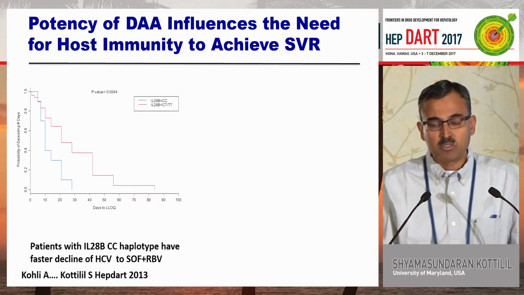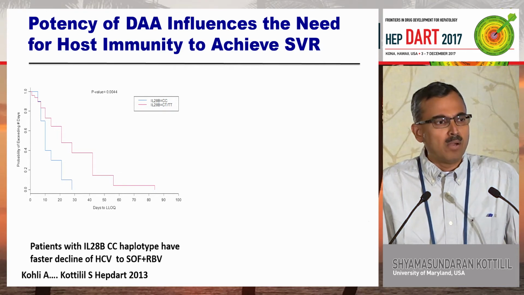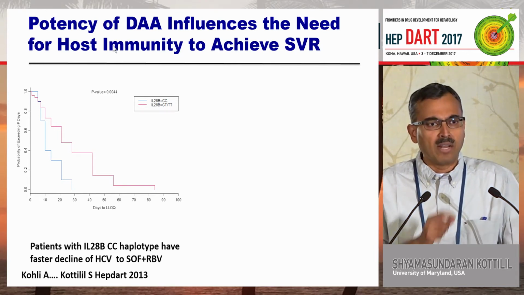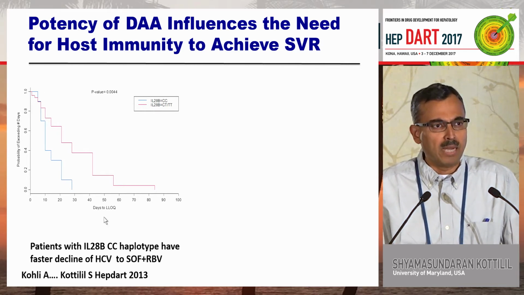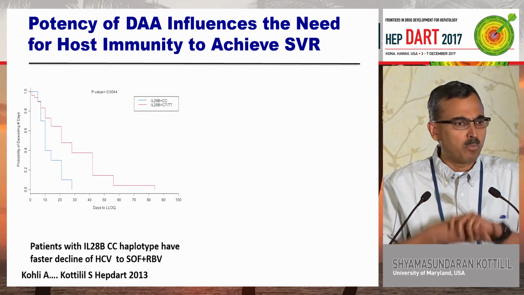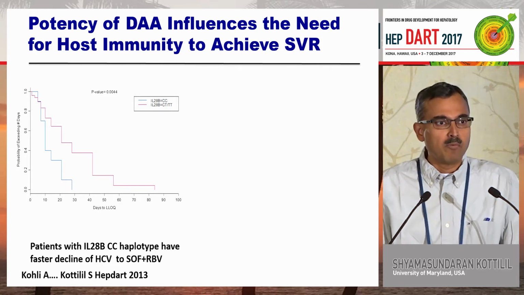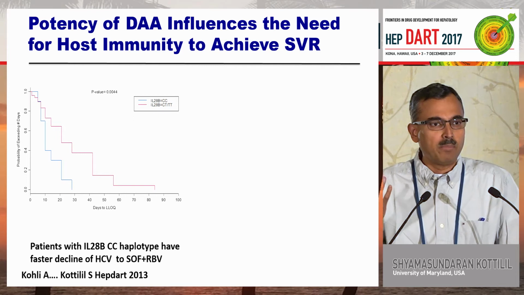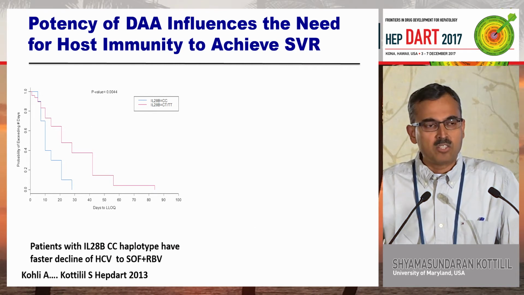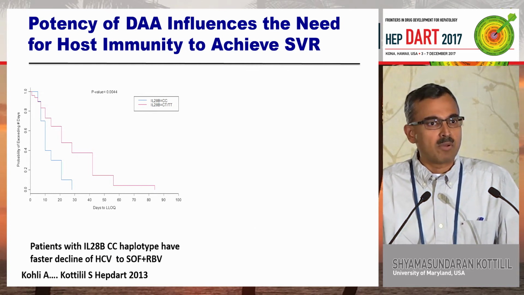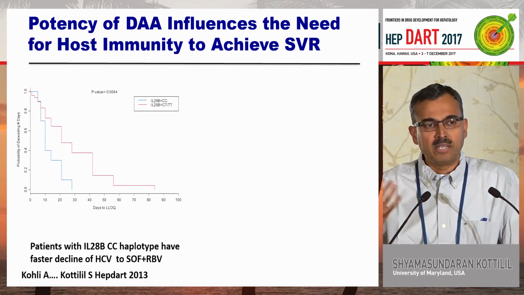The second step, again, was presented in Hep DART before, is just to look at whether if you increase the potency of DAAs, would that, as I previously said, mean we can rely less on host immunity. For that particular study, we looked at the interleukin 28B-CC haplotype. Interleukin 28B-CC haplotype is probably the simplest way of quantifying host immunity in an individual for hepatitis C. We know that people with interleukin 28B-CC haplotype tend to have better responses. They clear HCV better, are more likely to have spontaneous clearance of hepatitis C. So it reflects a good antiviral immunity in a host.